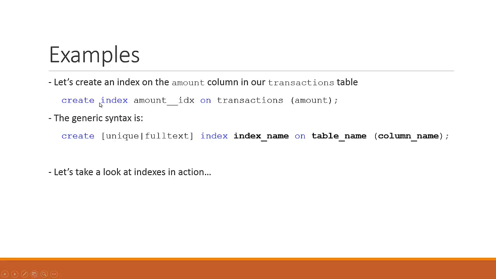So, create index, name of the index, on the table that you're doing it on, and then you specify the actual column that you're putting the index on. Fairly straightforward. So the generic syntax for that is like this. You say create, and then, if you want to, you can choose the unique or the full text type.